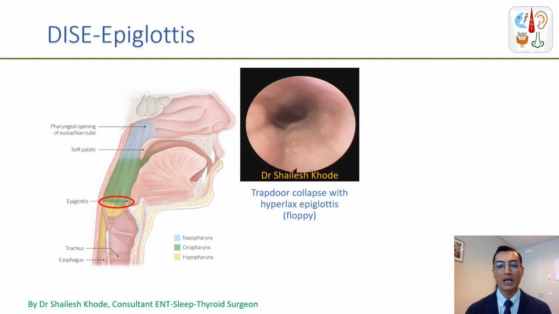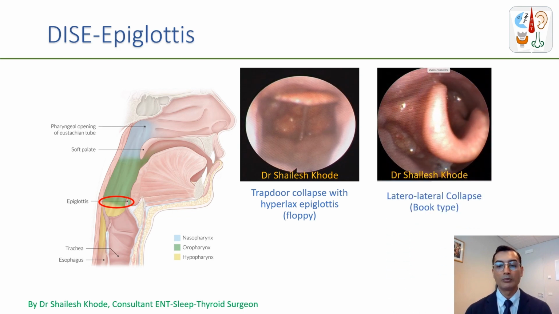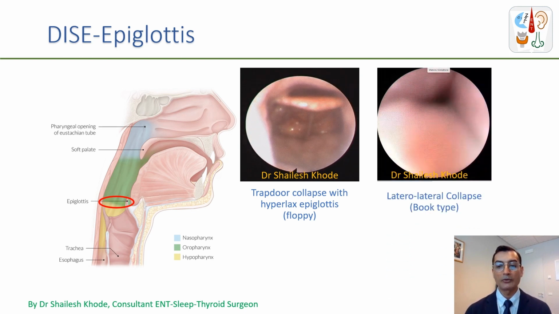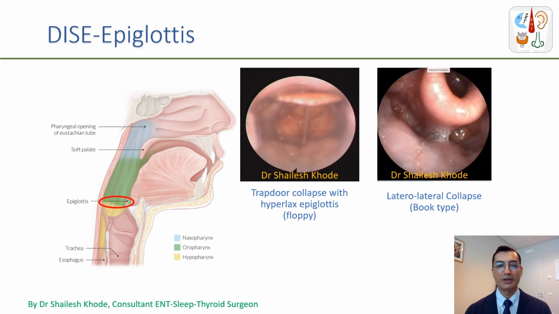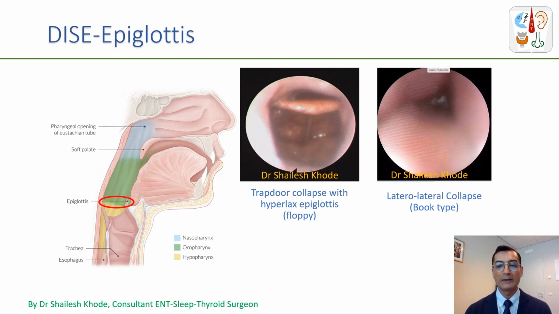Either it's a trapdoor collapse, when the floppy epiglottis hits the posterior wall of the hypopharynx and gives a choking sensation to the patient during sleep time. Or the second is a book-type collapse, when there is lateral collapse. This kind of condition is very difficult to manage surgically.